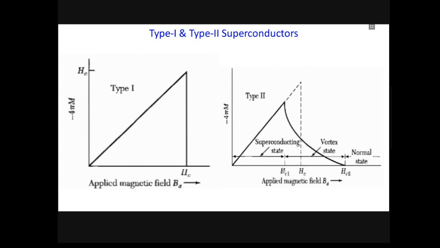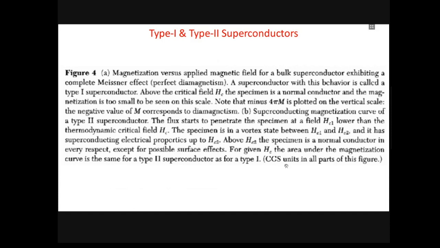Because this is lower than HC, we call it the lower critical field. This is above HC, and we call it the upper critical field. So the magnetic field starts penetrating below HC itself, at the lower critical point, into the superconducting material. The specimen is in a vortex state between HC1 and HC2, and it has superconducting electrical properties up to HC2.